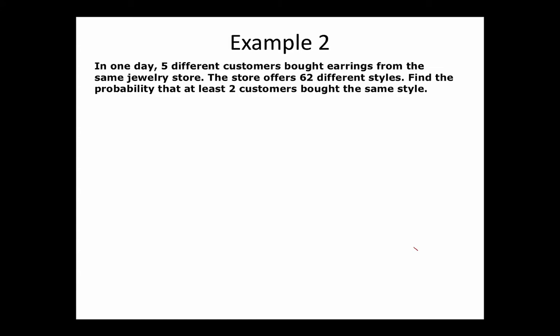So in one day, 5 different customers bought earrings from the same jewelry store. The store offers 62 different styles. We're asked to find the probability that at least 2 of the customers bought the same style. So again, the probability of at least 2 the same is going to be 1 minus the probability that they're all different. Instead of having to calculate the probability that exactly 2 people bought the same one, or 3 people, or 4 people, or 5 people, that seems like a lot of probabilities. Let's just do 1. Now I'm going to do this all in one fell swoop.